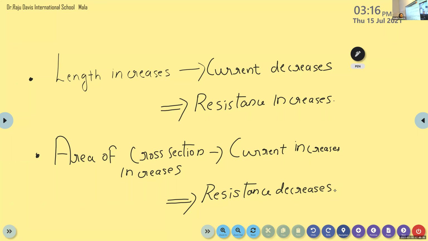Okay. So here we get the two factors that depend on the value of resistance. So what are the two factors that are affecting the value of resistance? Length and area. Very good. That is length and area. So from this activity we get the two factors that are affecting the value of resistance. One is length and the other is the area.